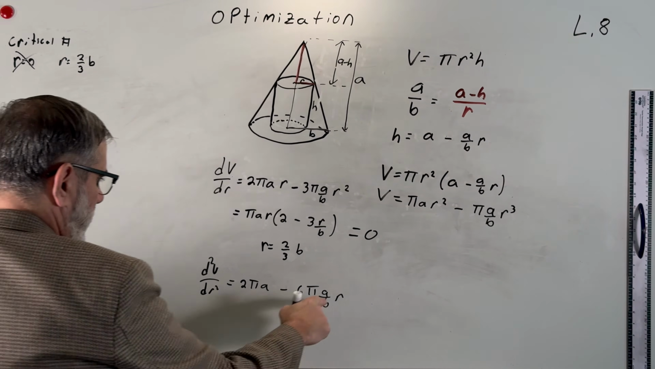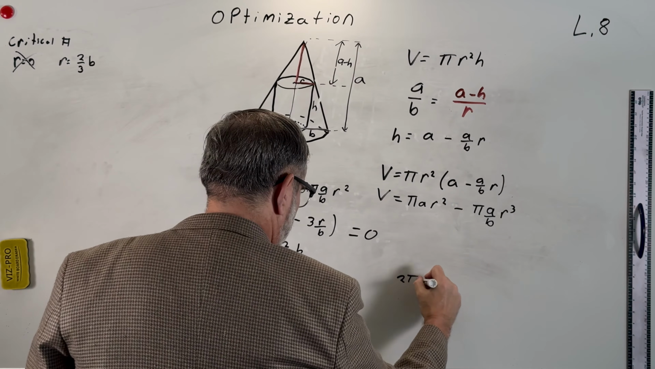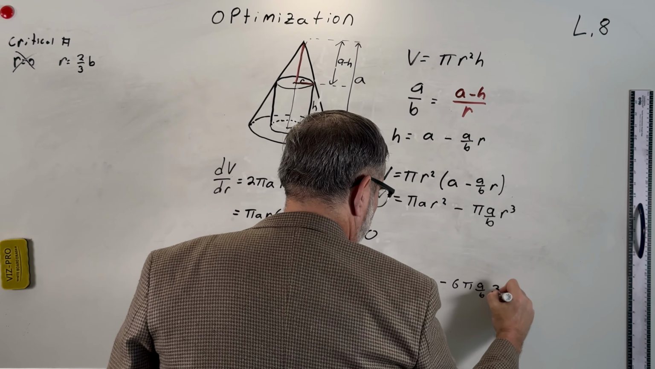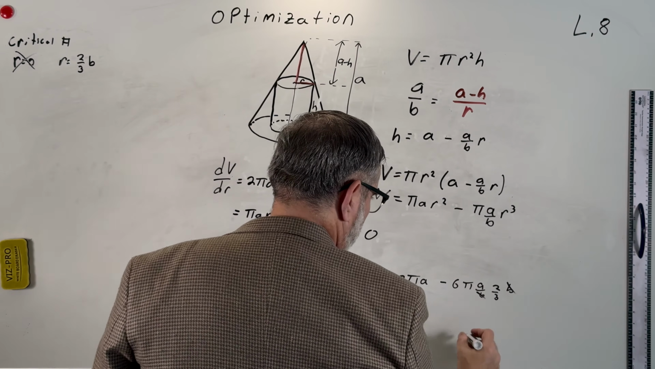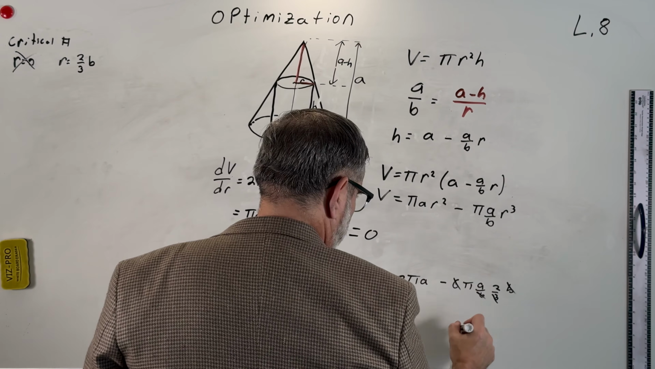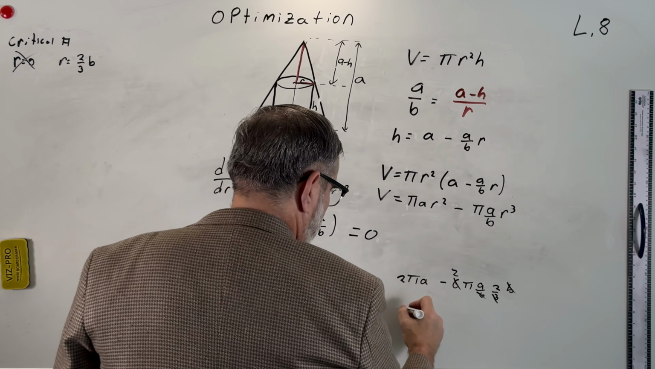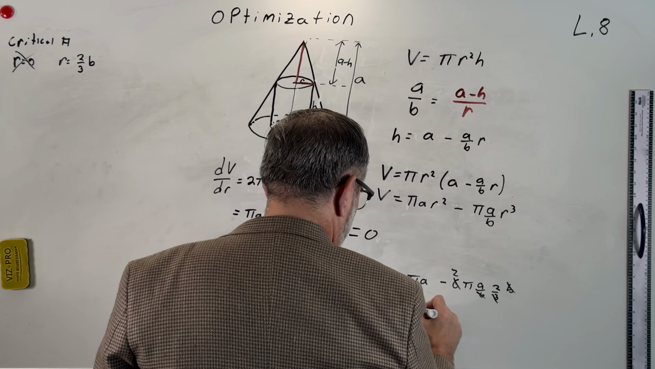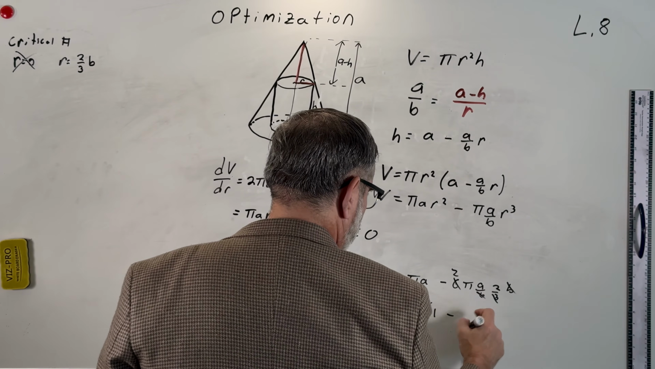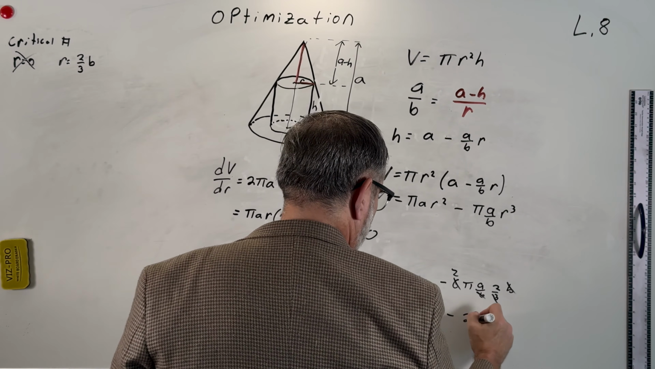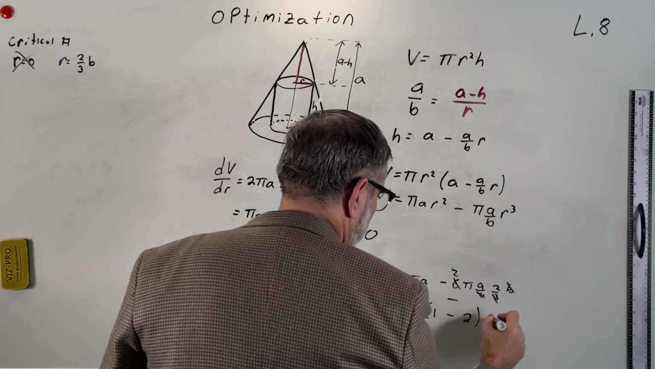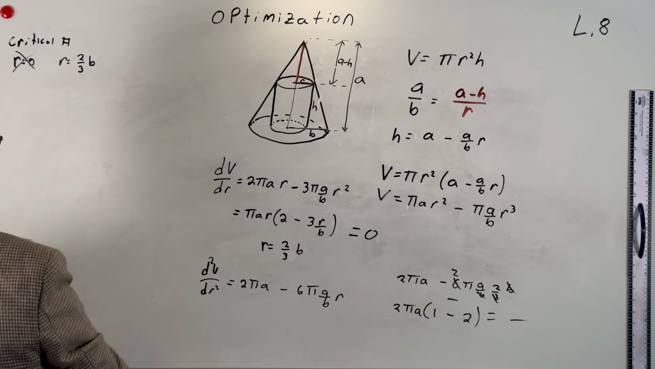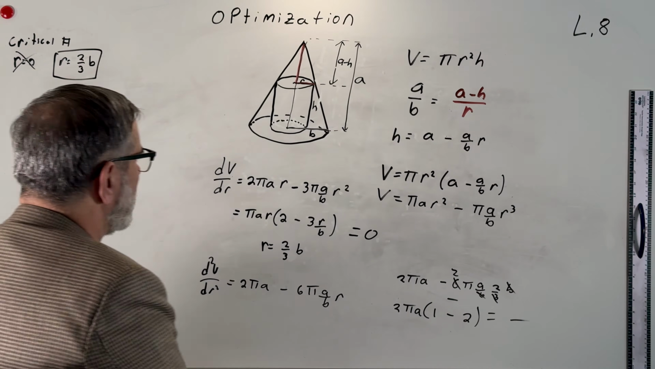And so plugging 2/3 b in for r, we're going to get 2 pi a minus 6 pi a over b times 2/3 b. The b's cancel. The 3 and the 6 cancel, gives us a 2 here. Let's factor out a 2, a pi, and an a. That leaves us with 1 minus 2, and so this is a negative number. That means that we have a concave down, and so that makes this, in fact, a maximum. And so r equals 2/3 b is our maximum value.